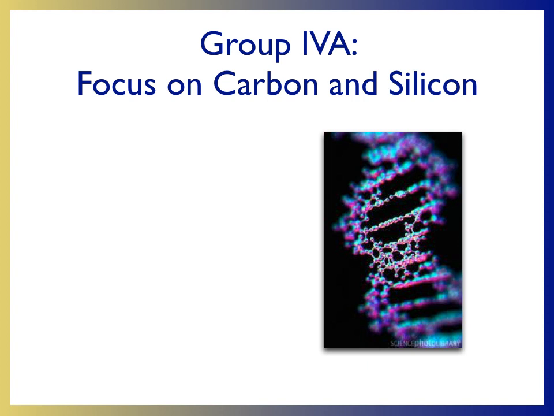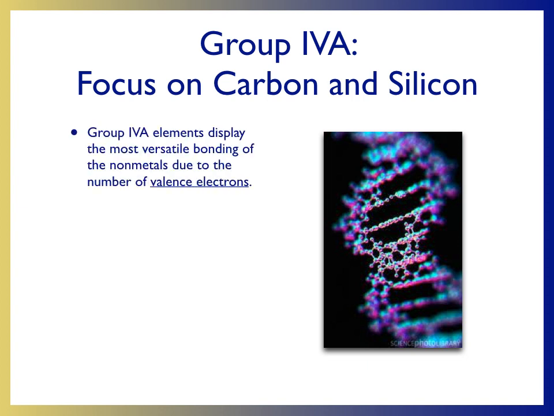The first group we're going to look at is group 4A, and we're going to focus on carbon and silicon. One thing you should know about group 4A elements in general is that they're on the interface between elements that gain electrons to form an octet and elements that lose electrons to gain an octet when participating in chemical reactions. This makes group 4A elements the most versatile elements in terms of chemical bonding.